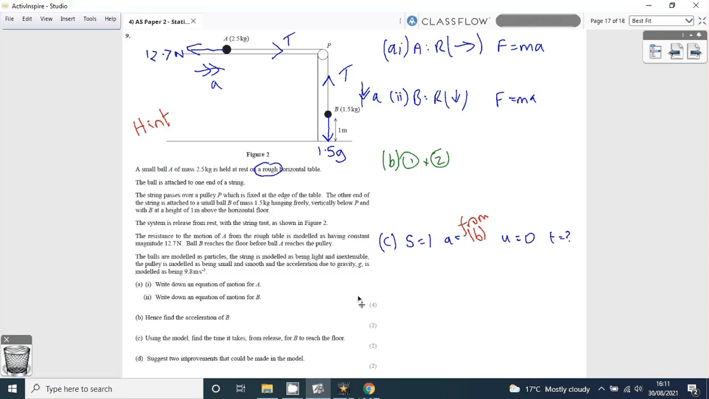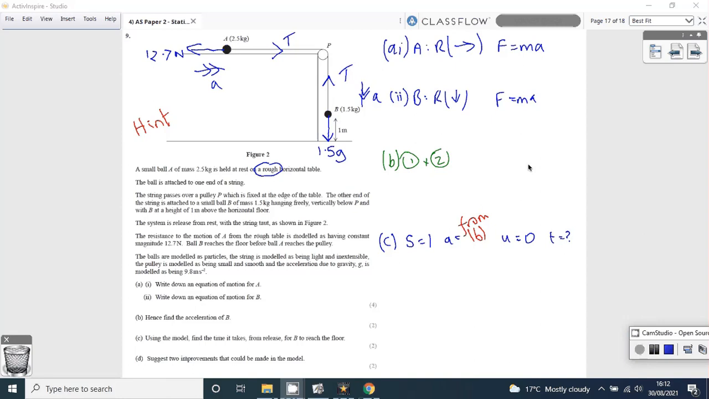And then for part C, use the model to find the time it takes from release for B to reach the floor. So what do we know? We know the distance travelled by B is going to be 1, so S equals 1. We know the acceleration from part B of our answer. We're starting from rest, so U equals 0, and we need to work out T. So use the appropriate Suvat equation to work out what T is, given you know S, A, and U.